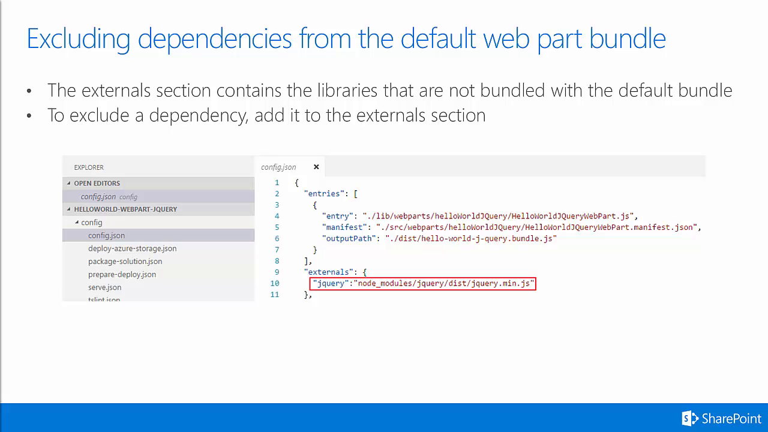Here you can see jQuery is in the externals section. It has been excluded from the default bundle because it has been added to the externals section. You can see that here with the red box inside of the externals section in the code.